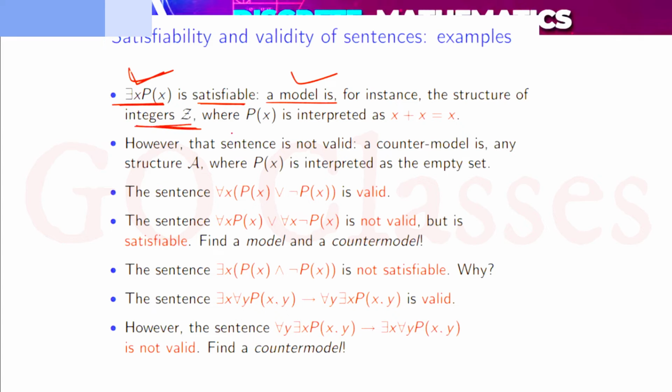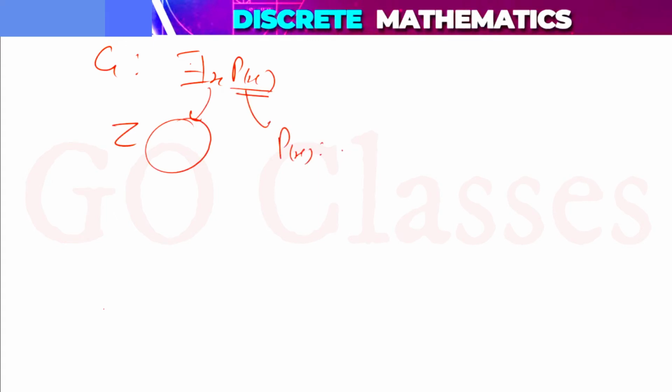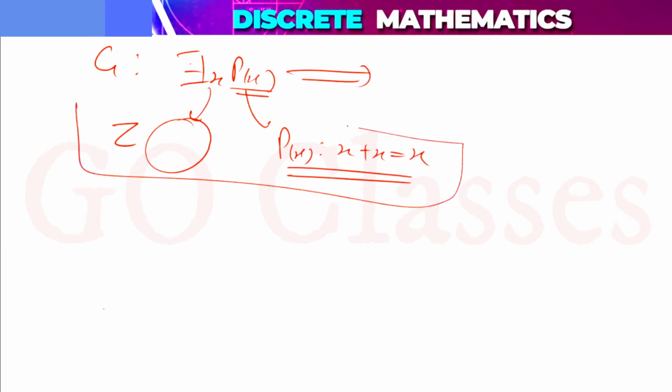The set of integers is the domain and P(x) is like this: x plus x equals x. What is he saying? He's saying that you have this: there exists x P(x). This is your formula G, and for this G he is giving an interpretation. The environment, the structure that he is giving, is that the domain of x is the set of integers, and this P(x) is given to you as x plus x equals x. Now tell me what is the truth value of G in this environment, in this structure.